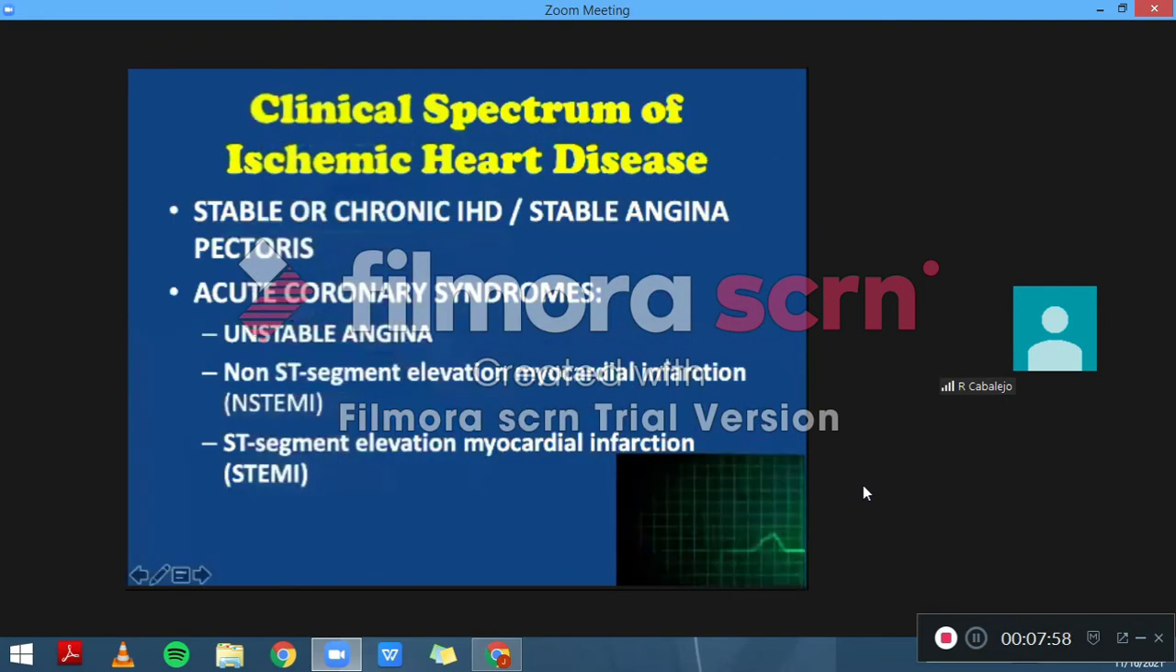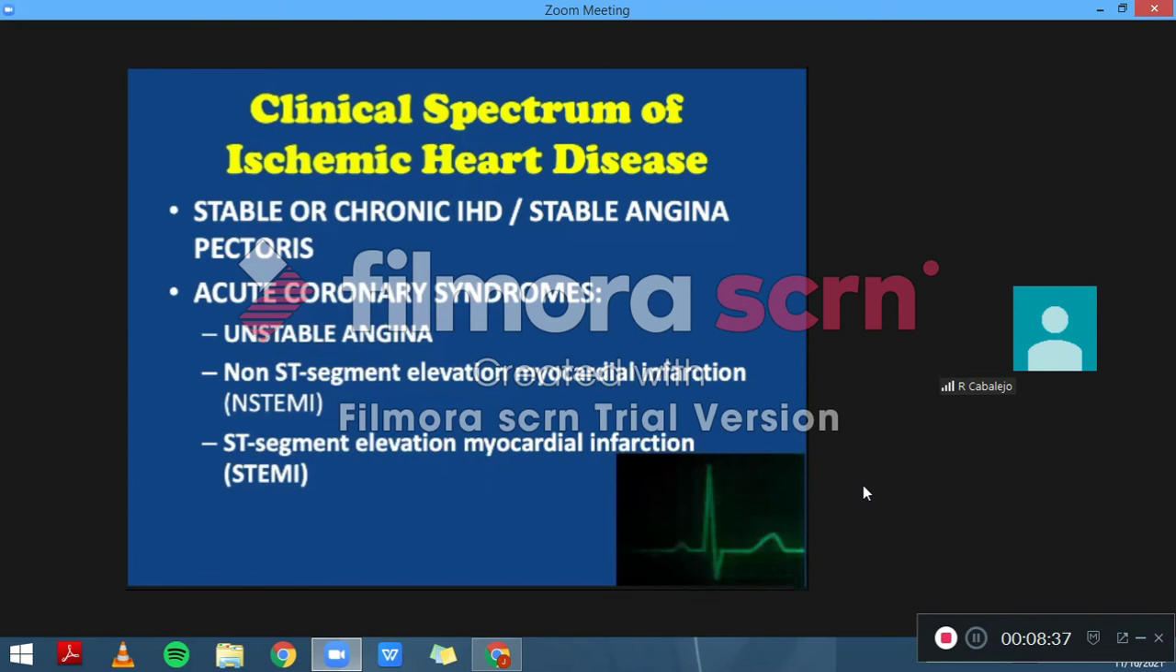So actually, ischemic heart disease is not just a single disease, but a spectrum of clinical disorders, usually reflecting the stages of atherosclerotic burden of the coronary arteries. So what is the spectrum of IHD? First, you have stable IHD, or what we call stable angina pectoris. It just means that your coronary plaque in this stage is only minimally obstructing, usually causing symptoms only during periods of increased cardiac demand.